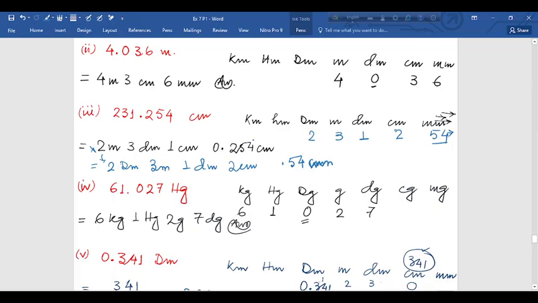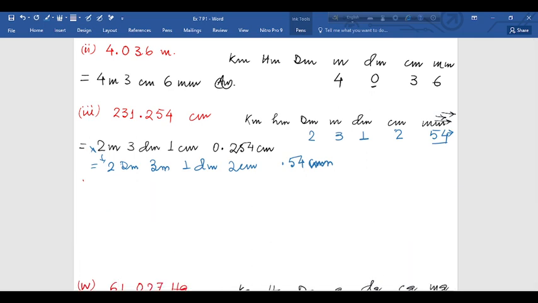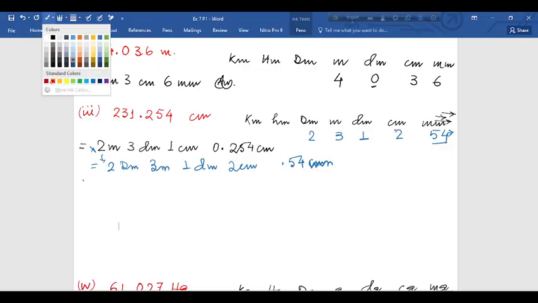If you understand this, okay. Otherwise, I will explain it in another video. It is a little bit complicated. I am unable to explain it to you.